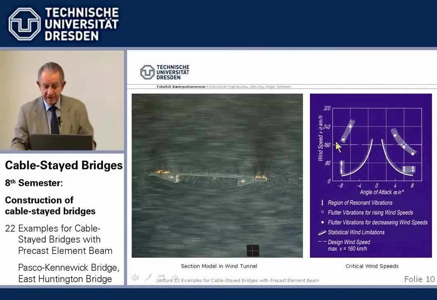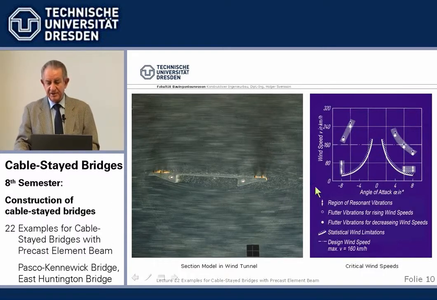And then we see that above these limits, our flutter onset is outside. The earliest was about 170 kilometers per hour, but for an angle of -8 degrees, where we have very little wind. So it's safely outside, that's flutter.